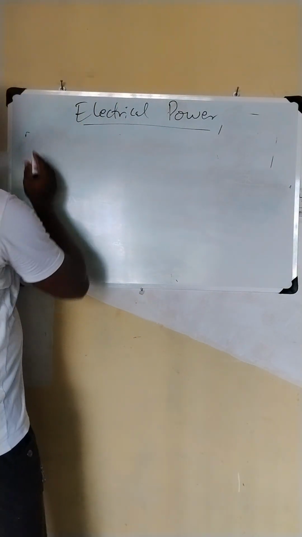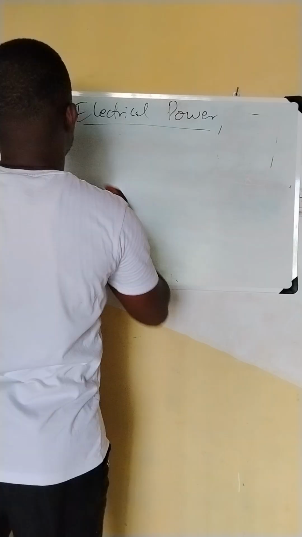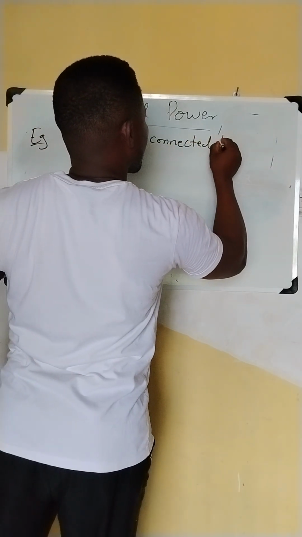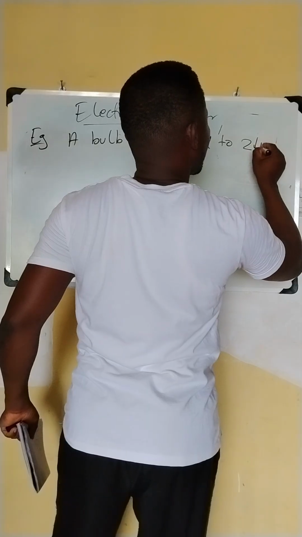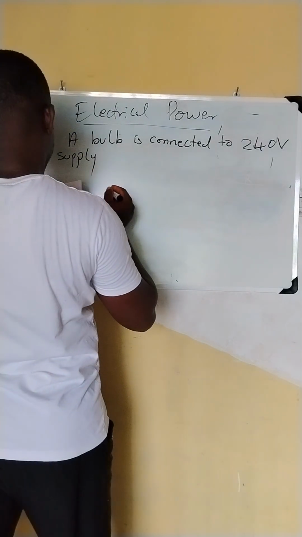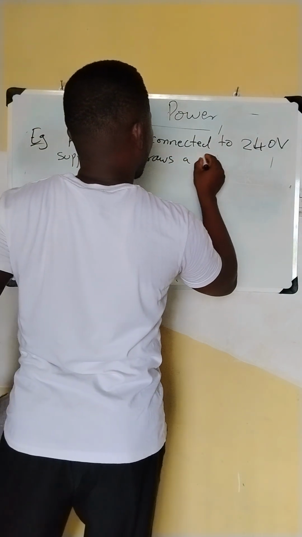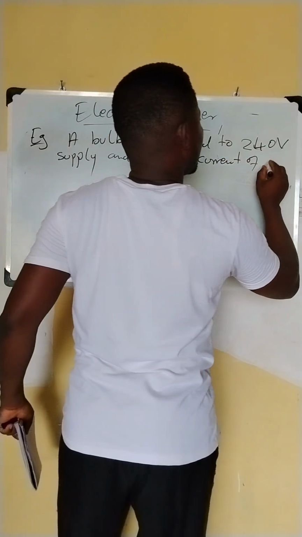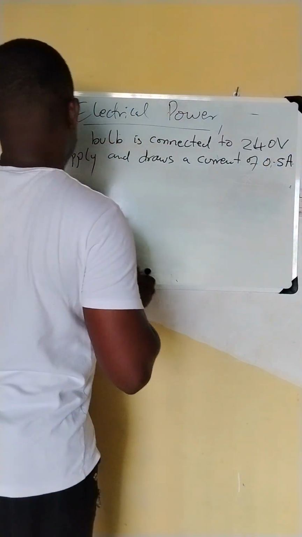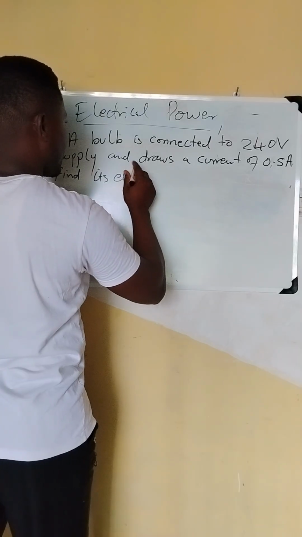Okay, example 1. A bulb is connected to a 240 volt supply and draws a current of 0.5 amps. Find its electrical power.